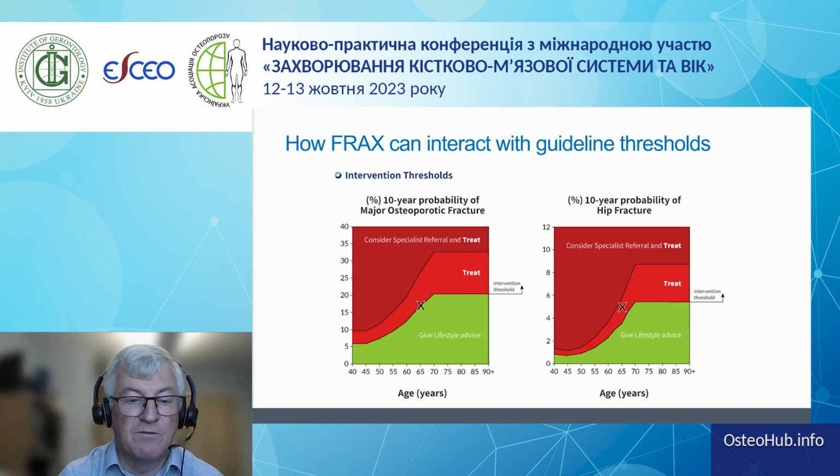For the major osteoporotic fracture probability, this patient is on the cusp of treatment or reassurance and lifestyle advice, whereas the hip fracture probability puts her fairly firmly within the treatment bracket. And we always advise our users of the guideline to use the highest risk guidance, so the treatment will be recommended here.